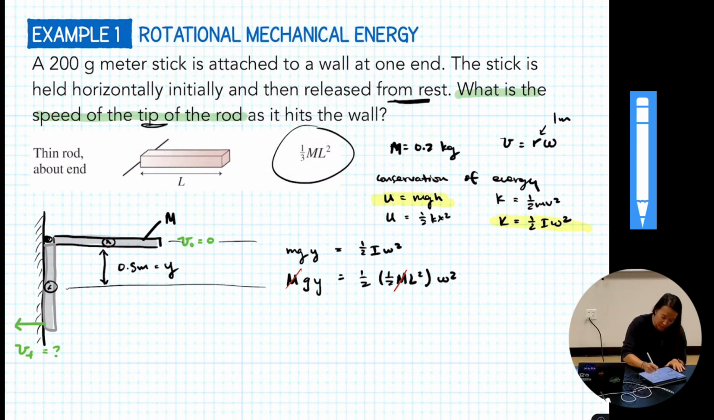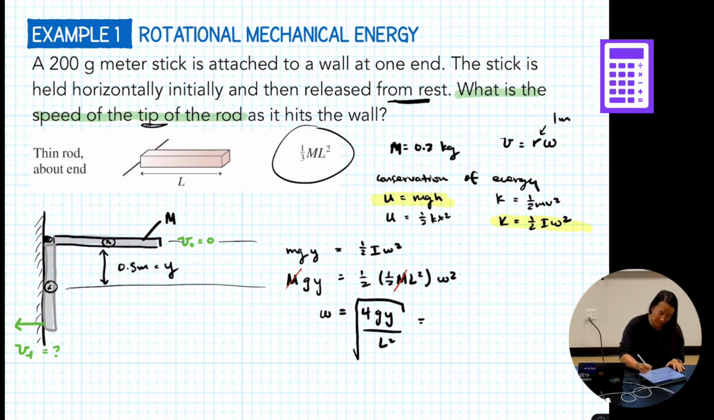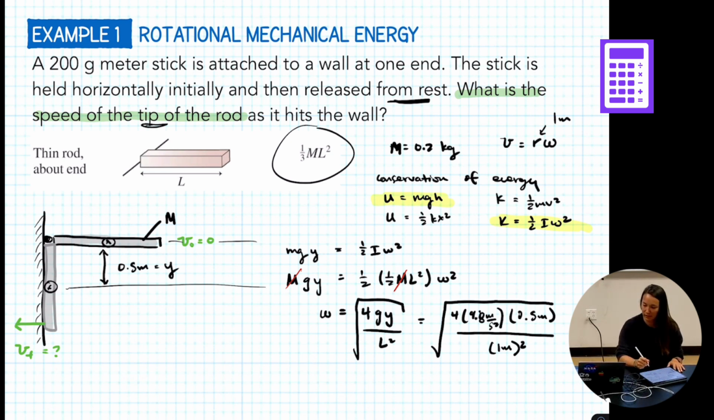And we're just solving for omega. So omega is going to be the square root of 4 g y divided by L squared. Just some algebra. We'll plug this in. So this is 4 times 9.8 meters per second squared times y. Remember, y is 0.5 meters because we're talking about the center of mass. L is going to be 1 meter, and that's 1 meter squared. And so we plug all this in. That gives us our omega final of 5.42 radians per second.